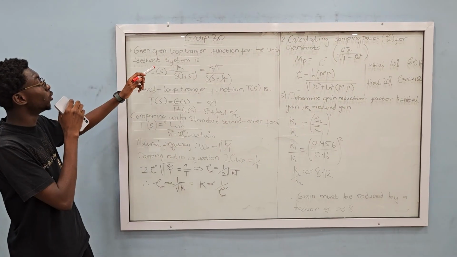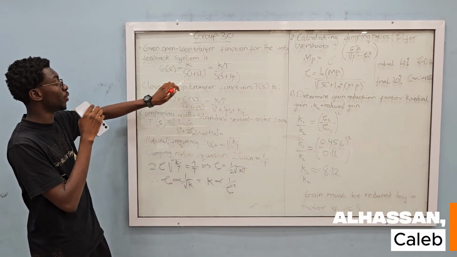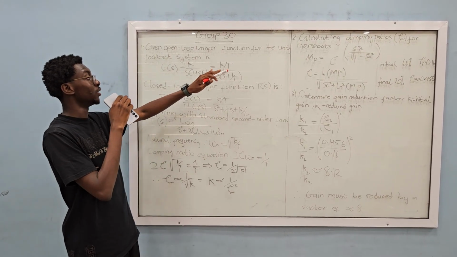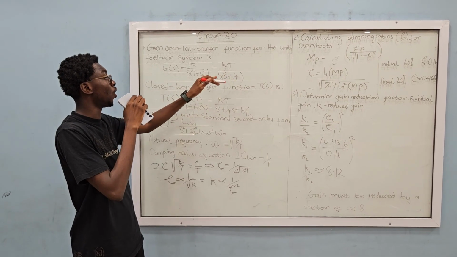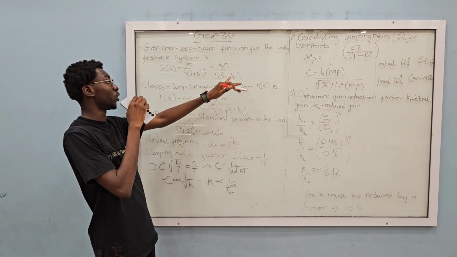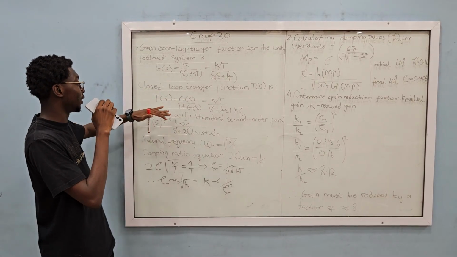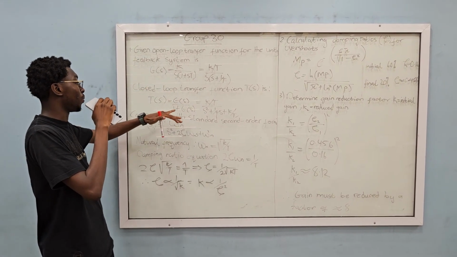So our open loop transfer function G(s) is giving us K over s(1 + sT). And then we factor T out and then divide our numerator by T. That gives us K over T all over s(s + 1 over T). And then we have our closed loop transfer function T(s) giving us G(s), that's this function, all over 1 + G(s).